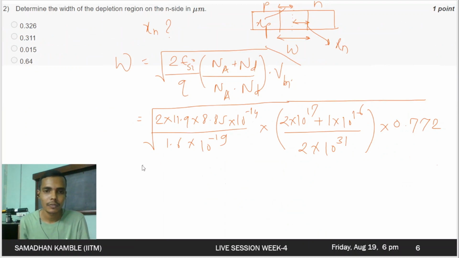Okay, so if you just calculate this particular expression, you will get the value of the total depletion width, that is W, as 3.26 times 10 to the power minus 5 centimeter.